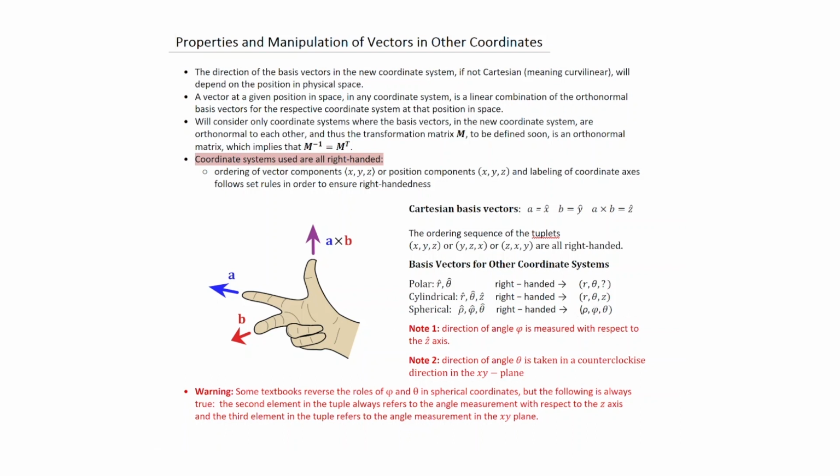Period. Full stop. And the third element in the tuple refers to the angle measurement in the xy plane. So the third one, doesn't matter what the label is, refers to the angle measurement in the xy plane. Keep this in mind. I know it may be easy to forget, but it's going to hit you next term, so just be reminded of it.